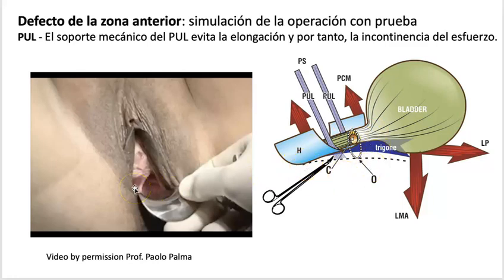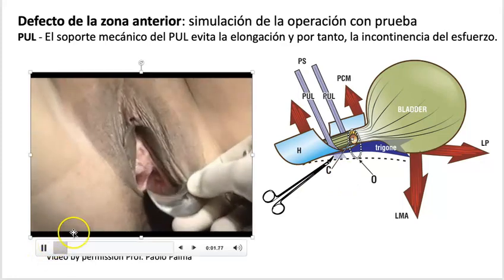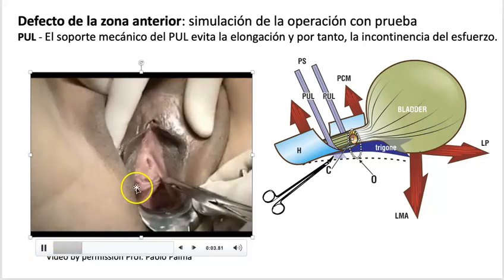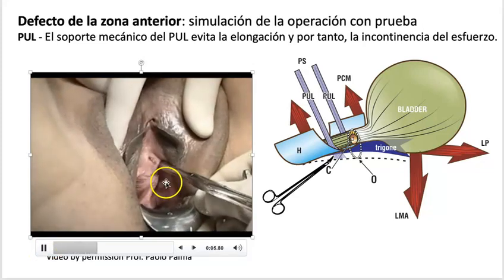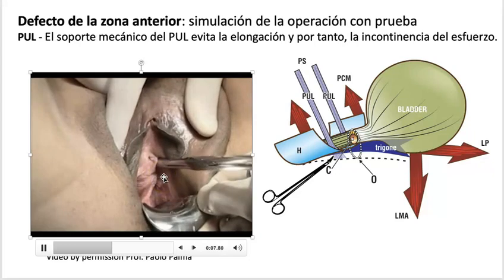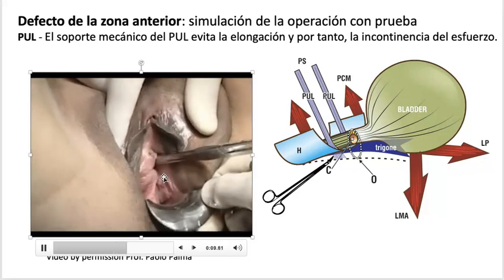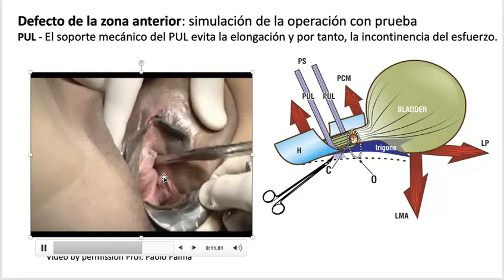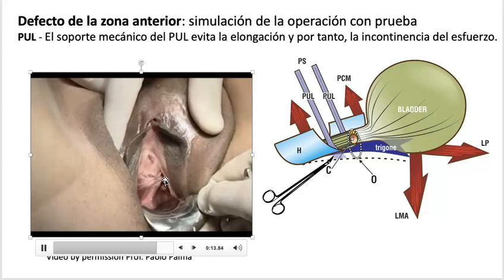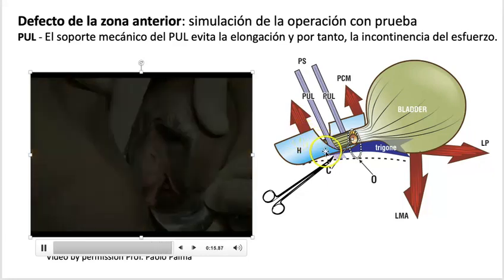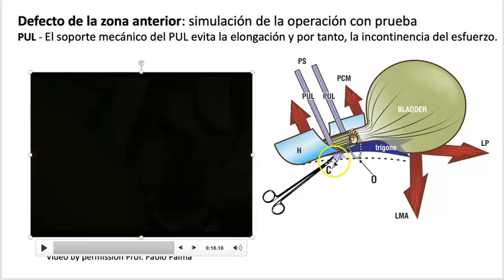Now, this is a very famous film from my friend Paulo Palma, and you will see that when the patient coughs, she loses urine. Now, the pinza, the forceps, goes immediately behind the symphysis, and she's coughing, doesn't lose any urine, and here, when it's taken away, then there it is. And here it is here. He put the hemostat immediately behind the symphysis to support the mid-urethra and to stop the urethra being pulled open.